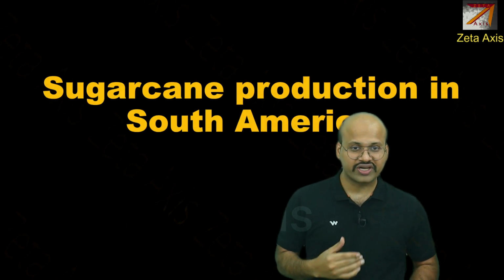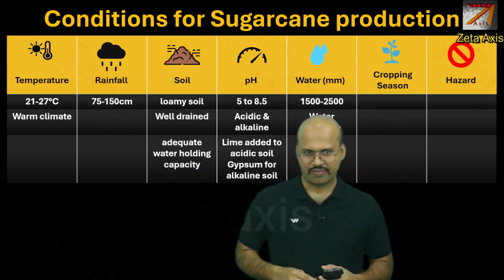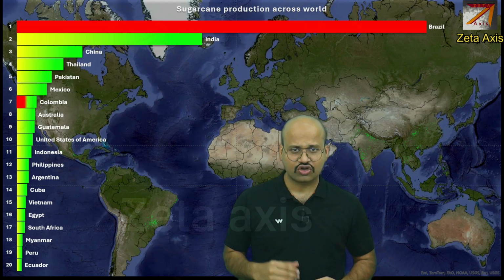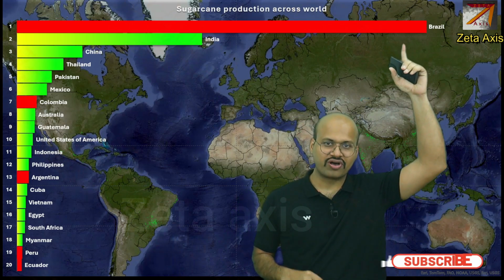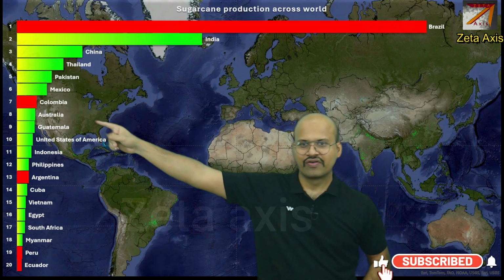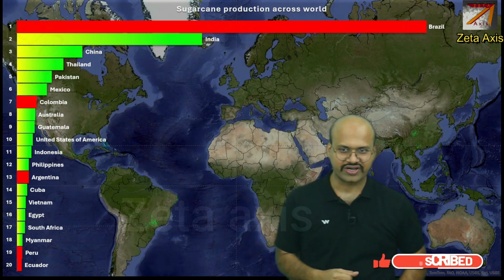Now let's see sugarcane production in South America. Sugarcane is also a tropical crop requiring large amount of water. Here, these green dots indicate the regions producing sugarcane across the world. And if we see the global standing, then we can clearly see Brazil is the world's leading producer of sugarcane, followed by India. We have Colombia, Argentina, Peru, and Ecuador in South America producing sugarcane.